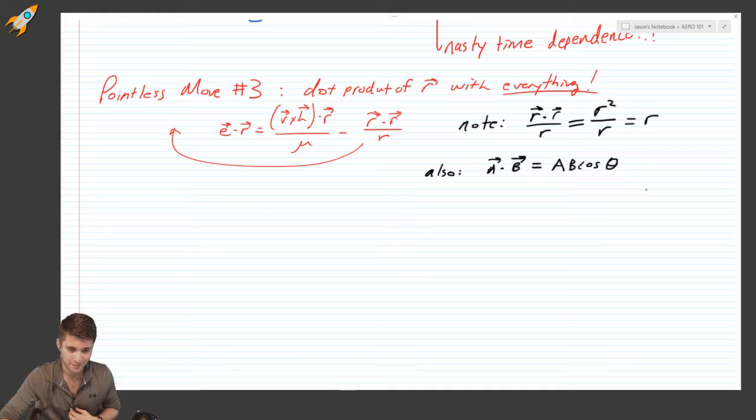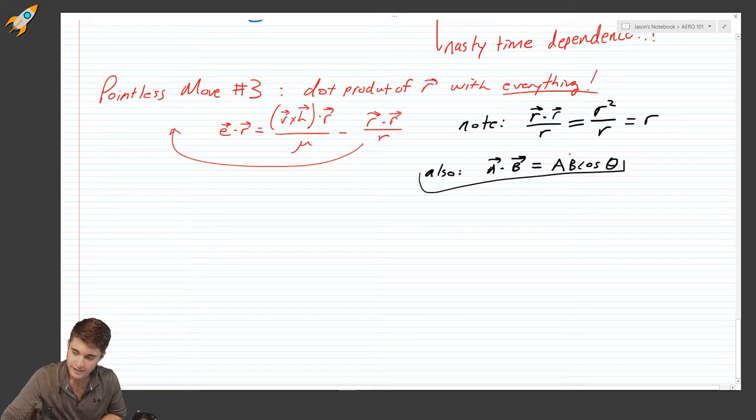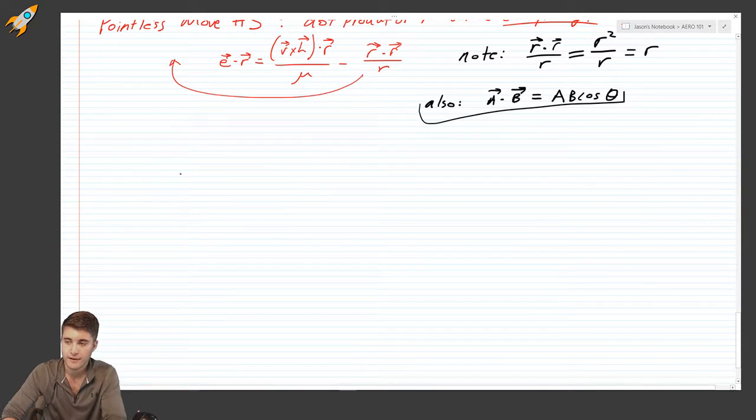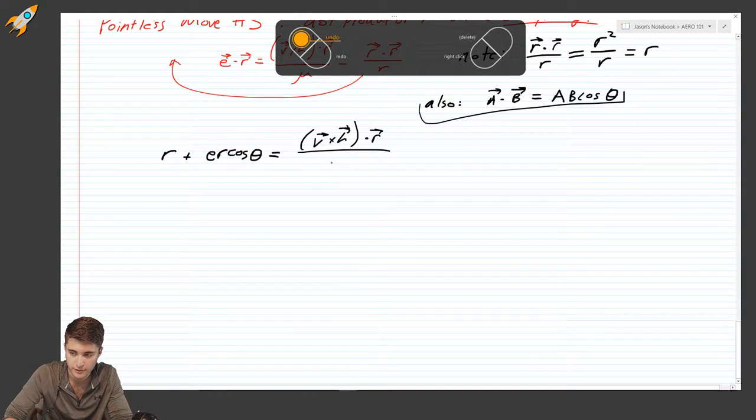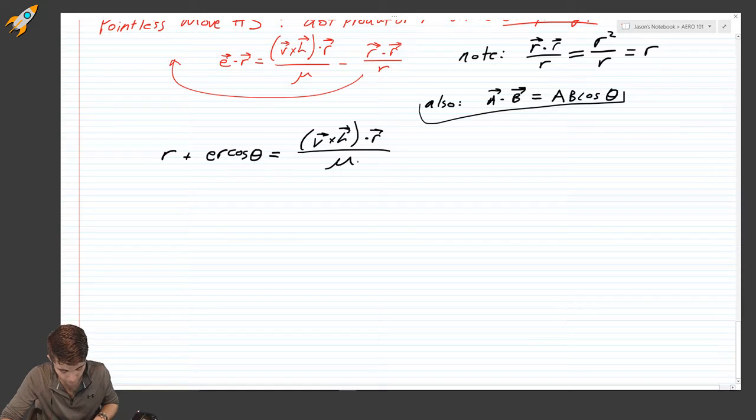Yeah, I know, Kelly. It's all over the place. But that's what the dot product is. Hopefully you guys remember that from like geometry, or trigonometry. It's just AB cosine theta. That's all it is. So we can do that with E dot R, right? So we've got this now. R plus E R cosine theta is equal to this nasty thing. V cross H dotted with R over mu.